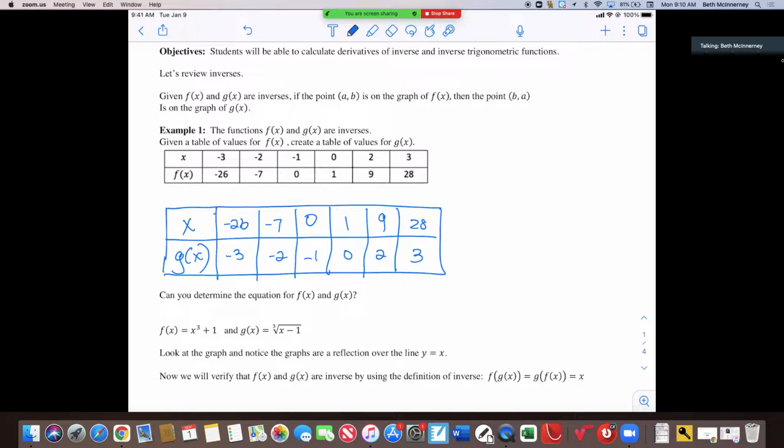All right, so real quick, let's write that down. So inverses, I want you to remember you're going to switch x and y. That's our big idea. Now, if you look at f of x, could you come up with the function? Can you tell what's actually happening here to get the outputs?